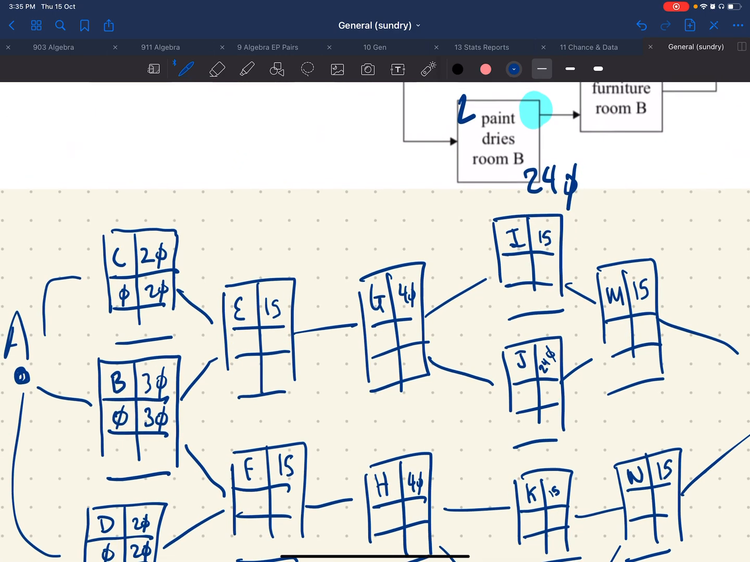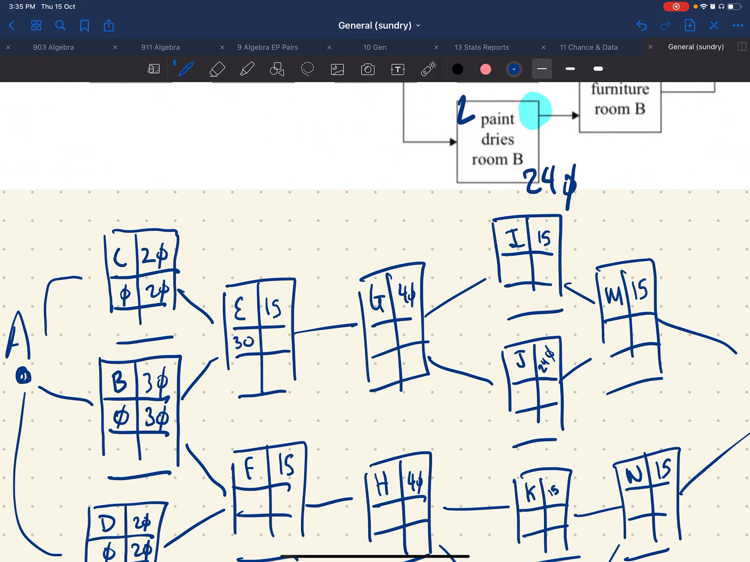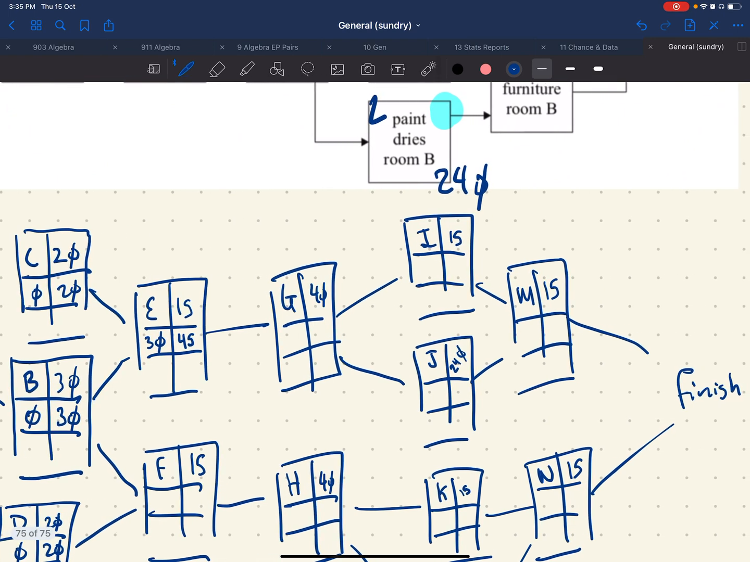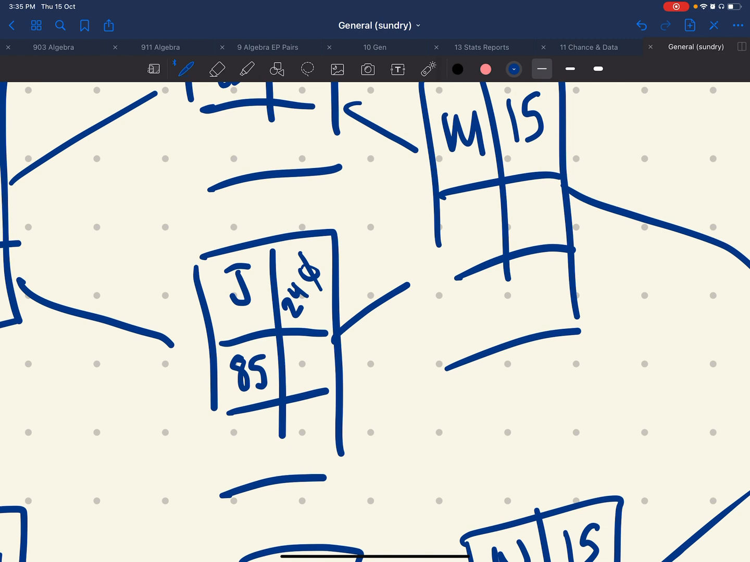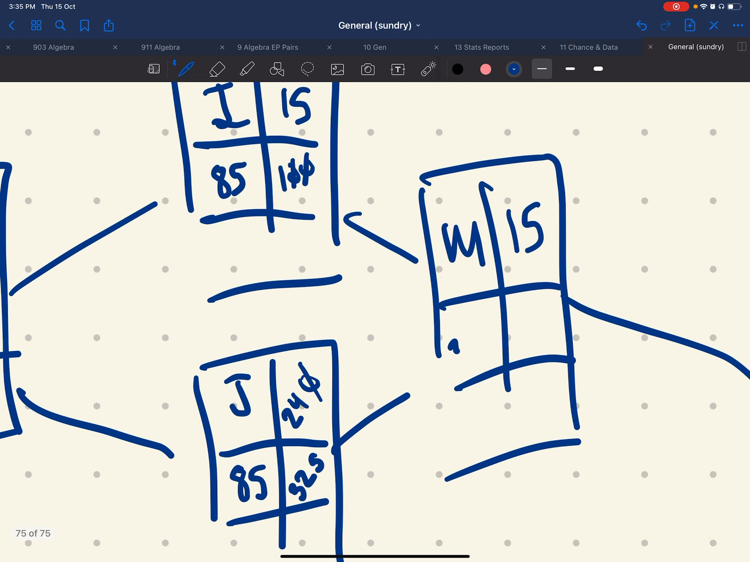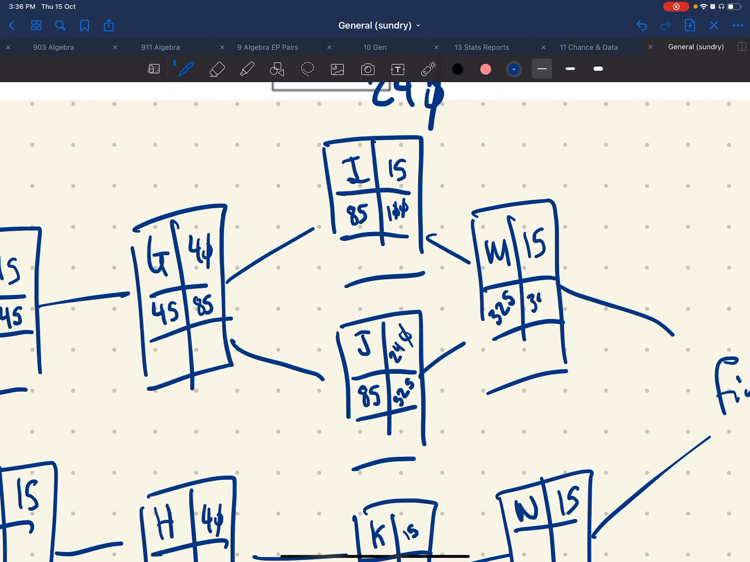So let's look at E. The earliest E can start is 30, because even though C finishes at 20, I have to wait until both C and B are finished. So I start with the later finish time of the previous. 45 to 85. So this is 85, 85. Okay, oh dear. So again, 100 and 325, so 3, 2, 5. And that's going to finish at 3, 4, 0.